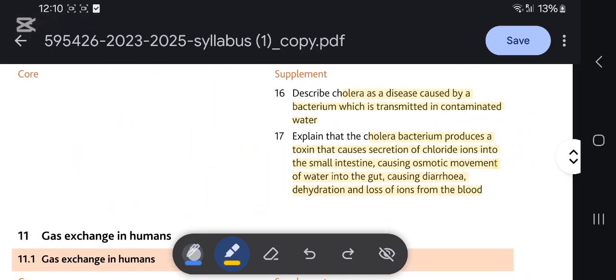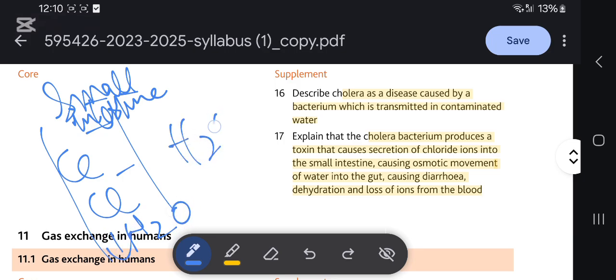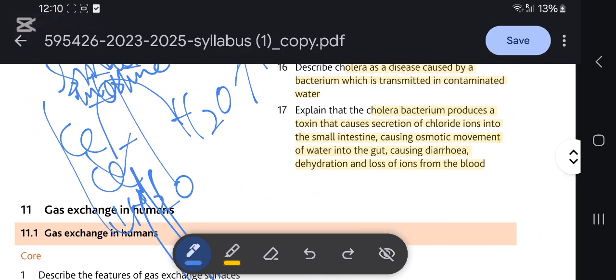What is going to happen when chloride ions increase in the small intestine? This is the small intestine. The water potential will decrease here, because the solute increases, and the water potential will basically be higher elsewhere. So water will move into the small intestine, which will cause a lot of water loss from the body. It will be lost to the large intestine.